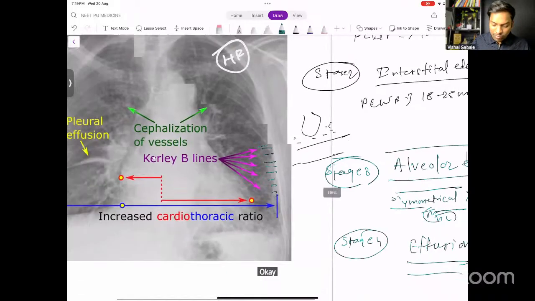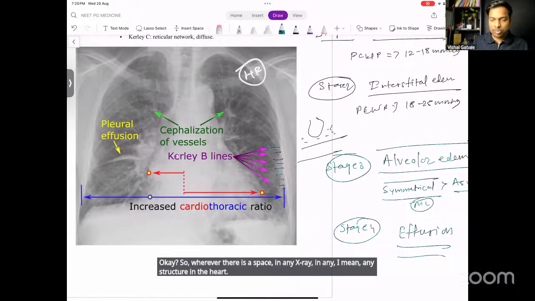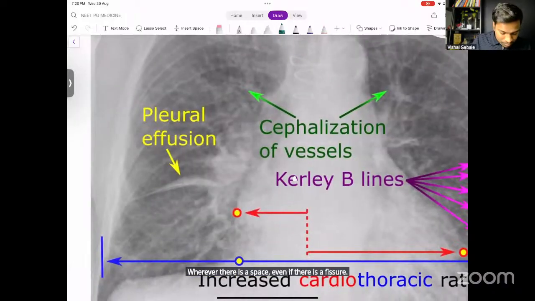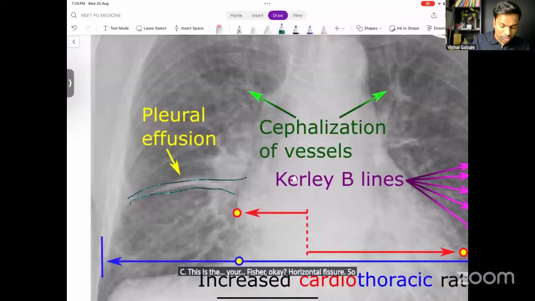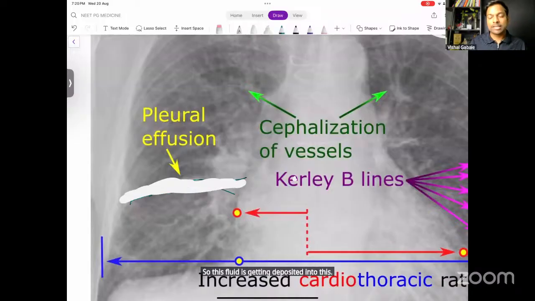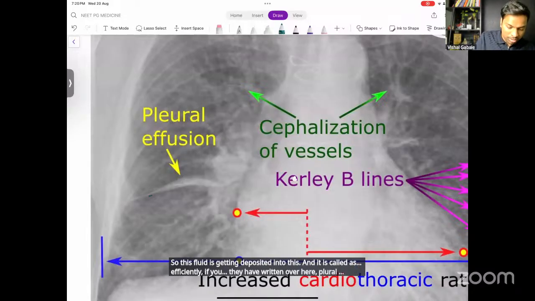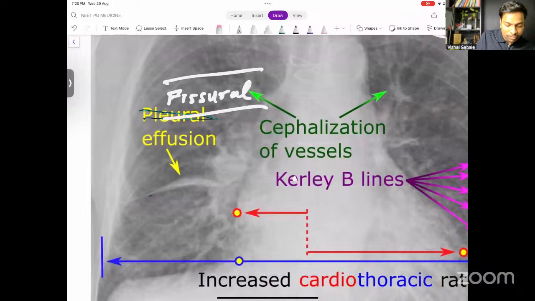Okay. So wherever there is a space in any structure in the chest X-ray, even if there is a fissure, see, this is your fissure, the horizontal fissure. In this fissure also, the fluid is getting deposited, and this is called fissural effusion. They have written here pleural effusion, but I will not say that. Okay, this is wrong. This is a fissural effusion. I hope you got it.